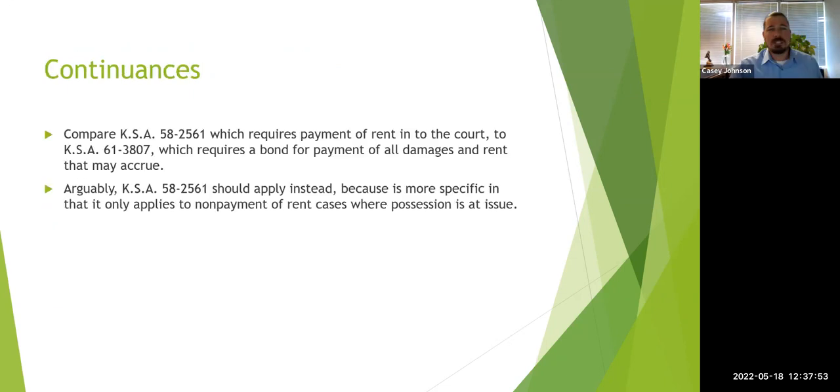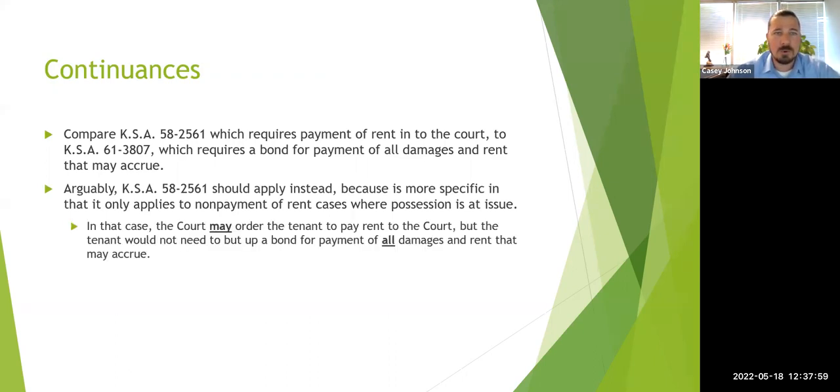If your client wants to get a continuance, so if you're the defendant, in general, the normal rule requires that you put a bond up for all damages and rent that you may owe the landlord. But going back to that statute, the compulsory counterclaim in non-payment of rent cases with possession at issue, that says the court may order the tenant to pay rent into the court. And so I always argue, look, that's the more specific statute. That only applies in non-payment of rent cases where possession is at issue, not just all evictions. So my client should only have to put up the rent and not have to put up a bond for all of the rent and damage that may accrue. They should just be allowed to pay monthly rent into the court. And so I've had that work in some courts.